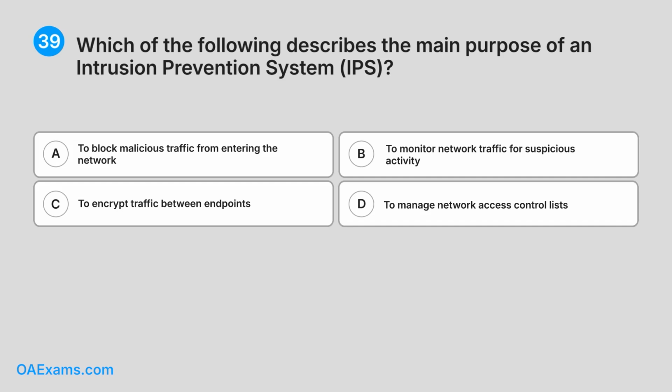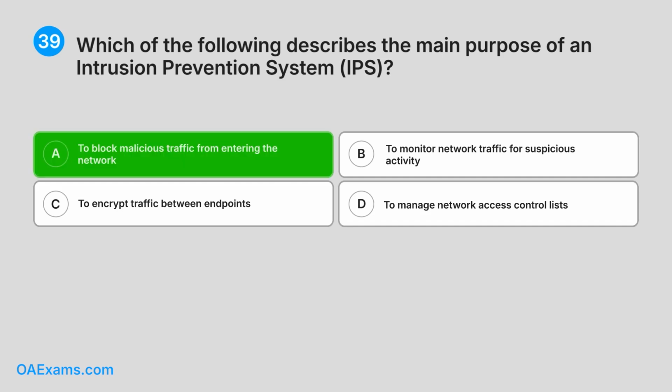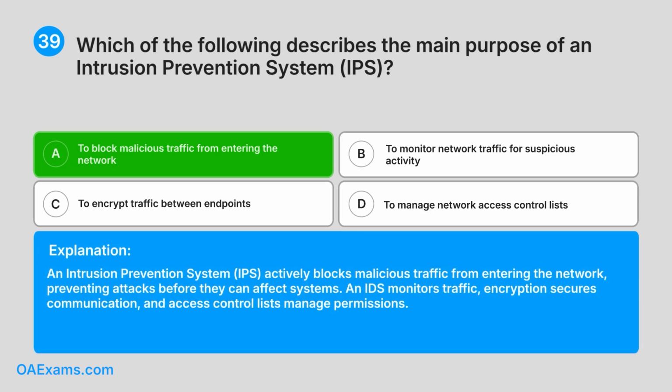Correct answer. A. To block malicious traffic from entering the network. Explanation. An intrusion prevention system, IPS, actively blocks malicious traffic from entering the network, preventing attacks before they can affect systems. An IDS monitors traffic, encryption secures communication, and access control lists manage permissions.